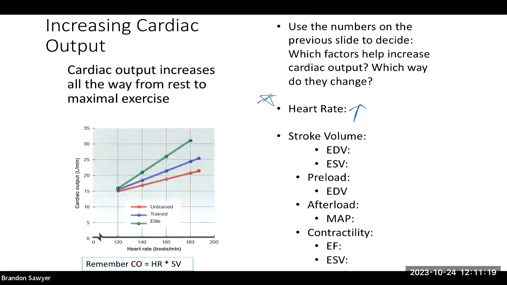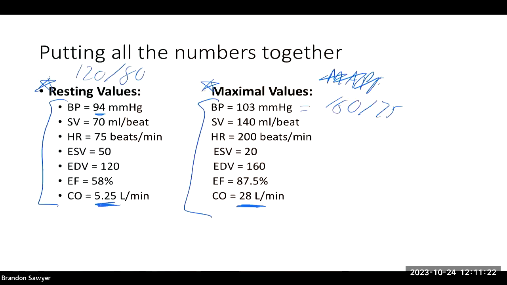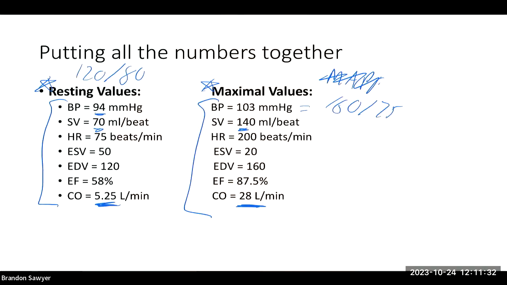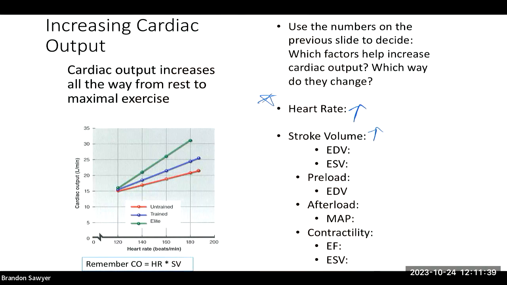Okay, obviously our stroke volume's going up, as you can see by those numbers there, right? From 70 to 140, it doubles. Which way did our end diastolic volume go, up or down? Yeah, it went up, from about 120 to about 160. So we get about 40 more mils of blood in the left ventricle before contraction. So we got kind of like a plus 40 here.